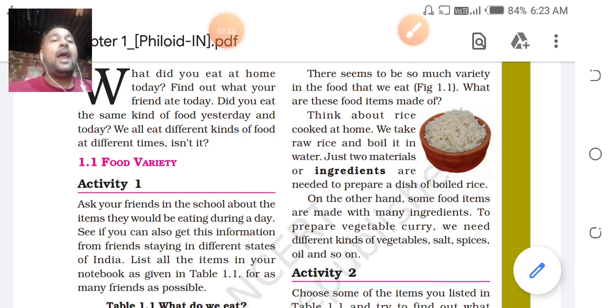Okay, so on the other hand, some food items are made with many ingredients. To prepare vegetable curry, we need different kinds of vegetables, salt, spices, oil, and so on. Obviously, when the dishes and the vegetables are changed, we need different kinds of ingredients to prepare that.